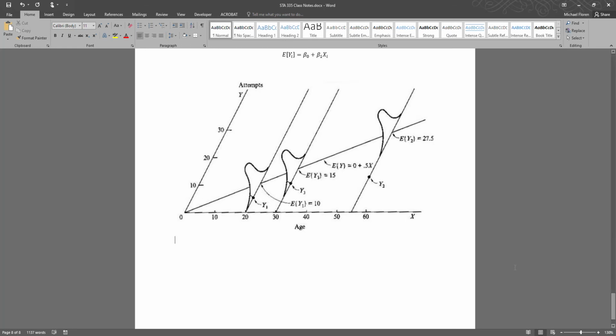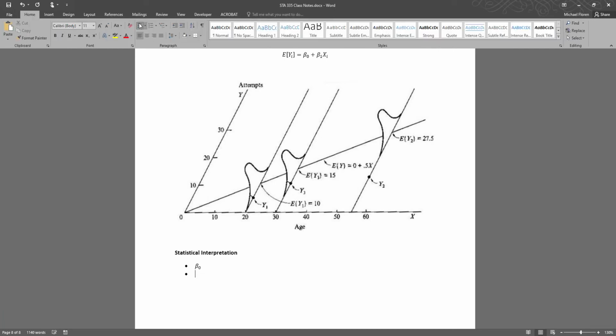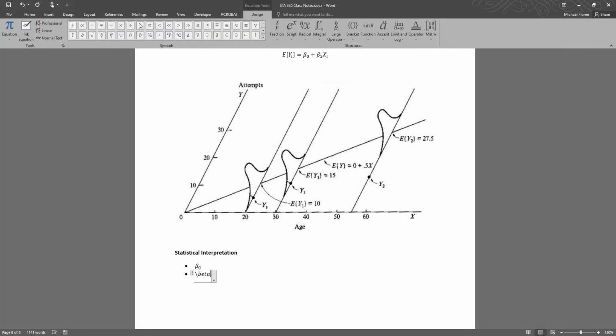So now we're going to move on to statistical interpretation. In this class, we'll focus a lot on interpretation, and that's because for many, they can run regression analysis using software, but for many, they also struggle much more interpreting the results. So we're going to focus on the interpretation of the results.